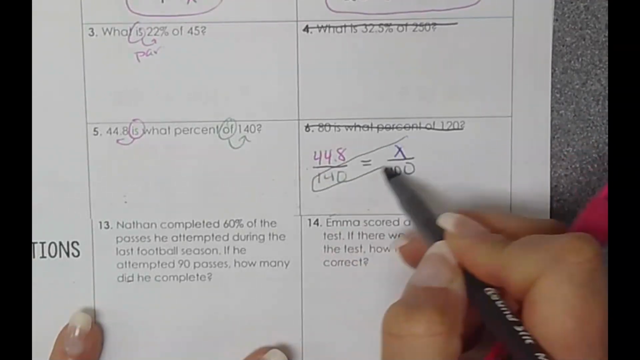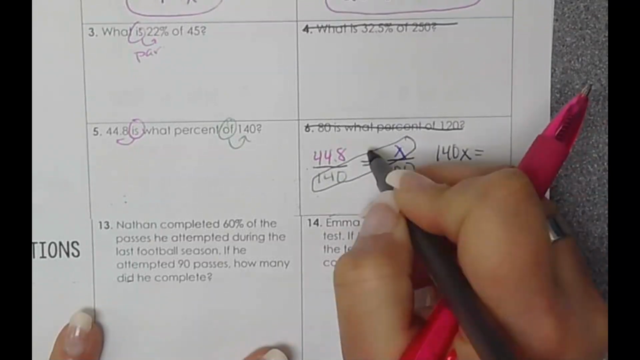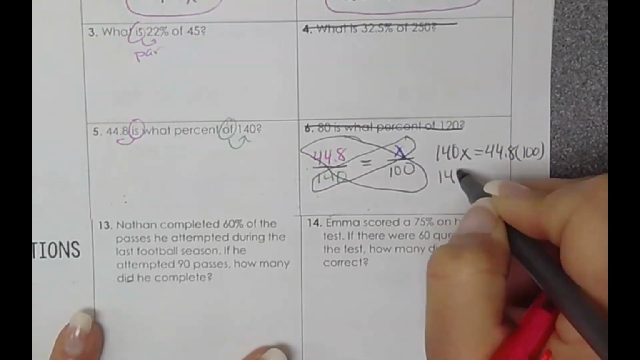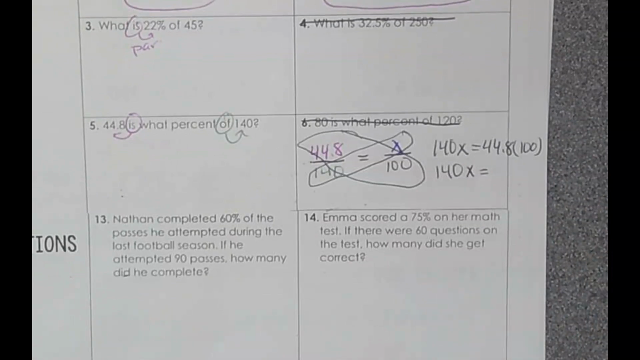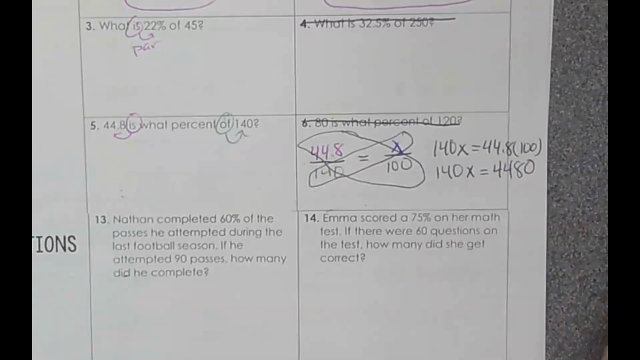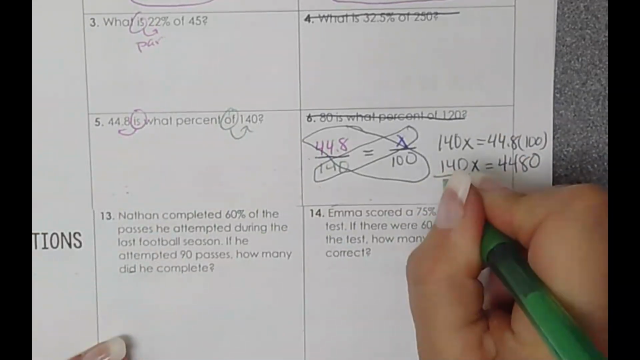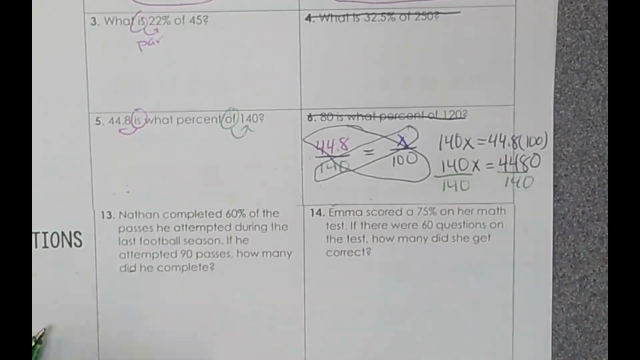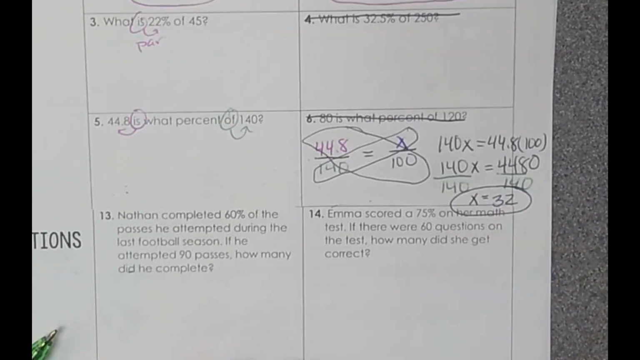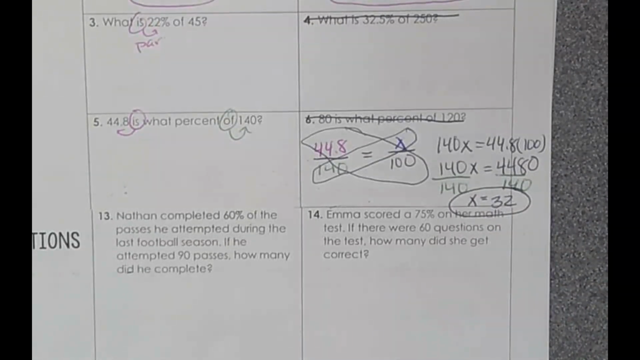So now we can cross multiply, so this would be 140x, and this would be 44 8/10 times 100, so we would get 140x equals 4,480. We're going to divide by 140 on both sides. And we would just get 32. We do not need to move the decimal because we automatically get our percentage out of this. So it would be 32%.